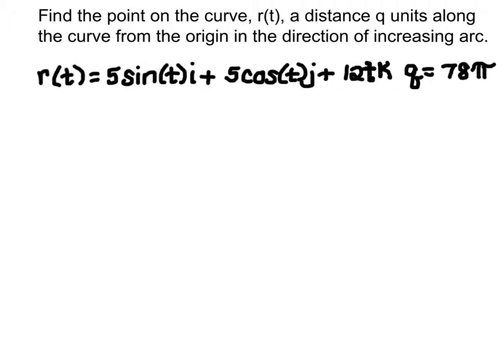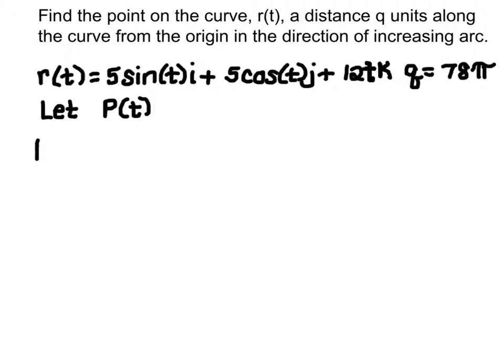Here we're going to find the point on the curve r of t, a distance q units along the curve from the origin in the direction of increasing arc. Here's our curve r of t, and here is the distance, 78 pi. So we want to start by saying let P of t be the point that we're looking for.